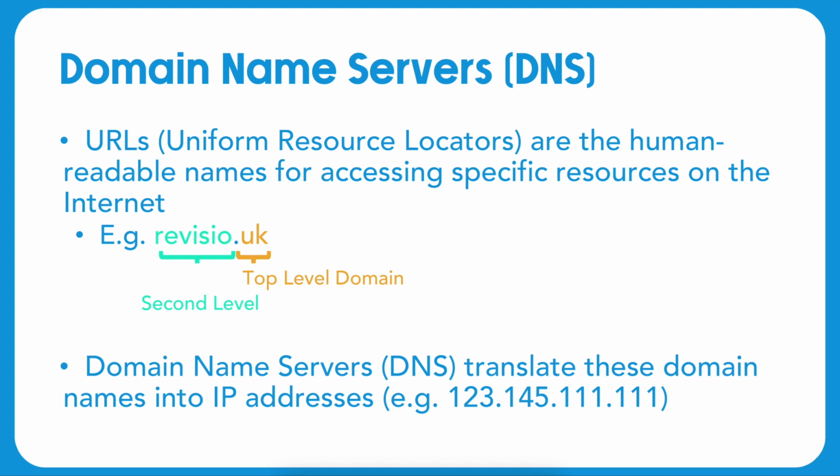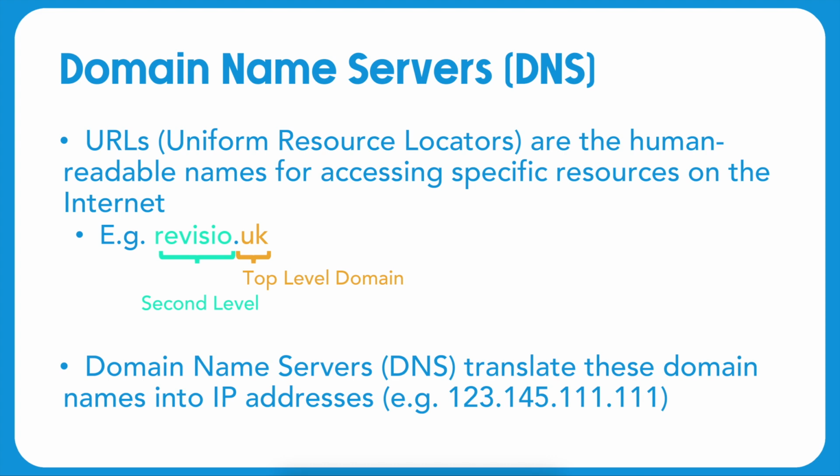Domain name servers, DNSs, translate these domain names into network addresses, comprising 4 sets of 3 digits, such as 123.145.111.111. Since these numeric addresses are challenging to remember, users usually access websites using their domain names.